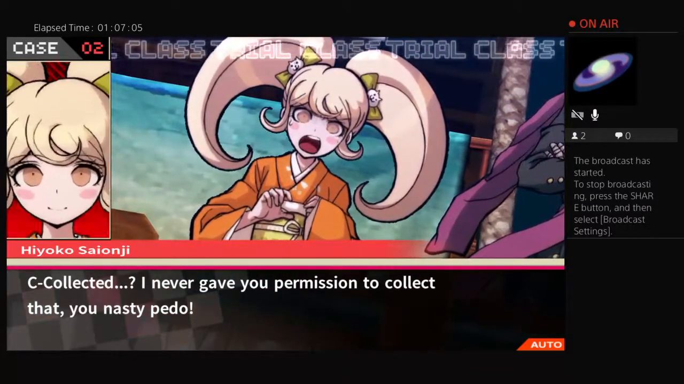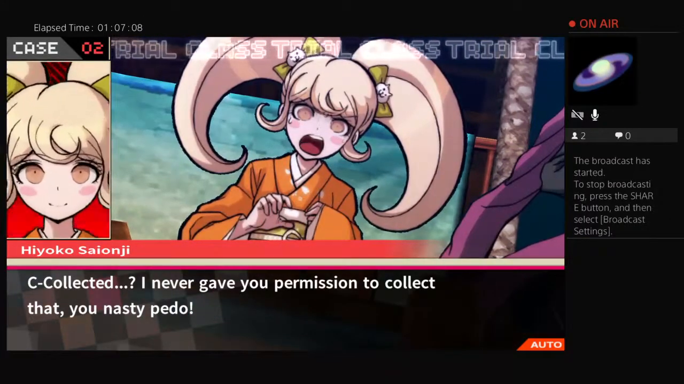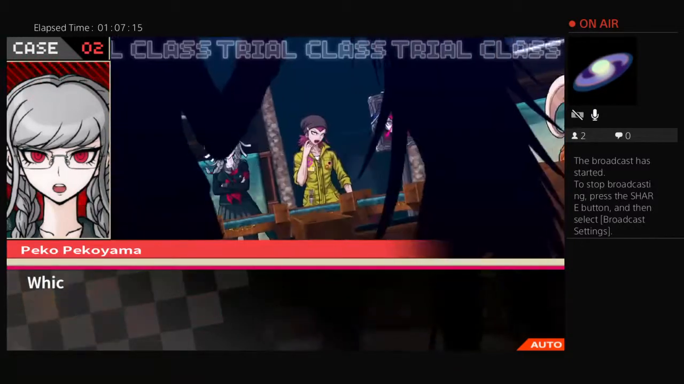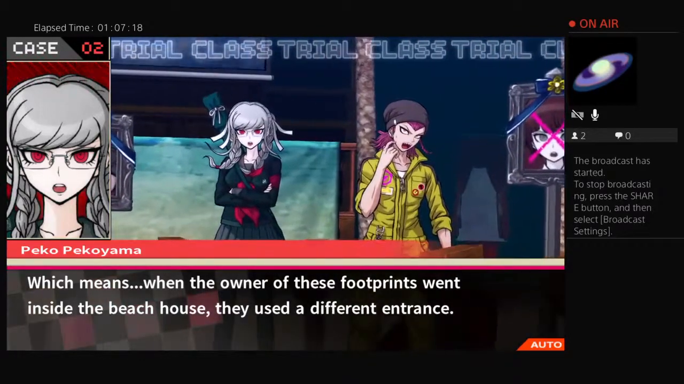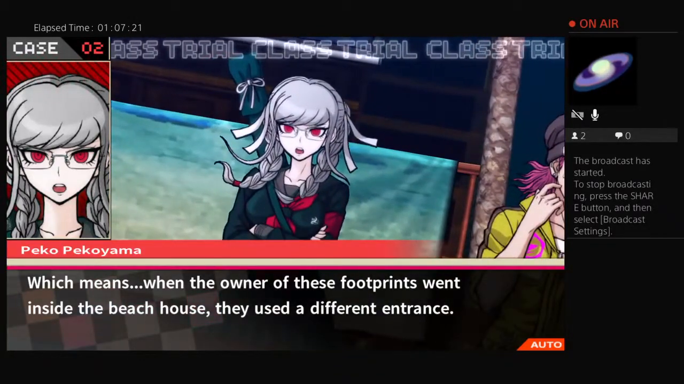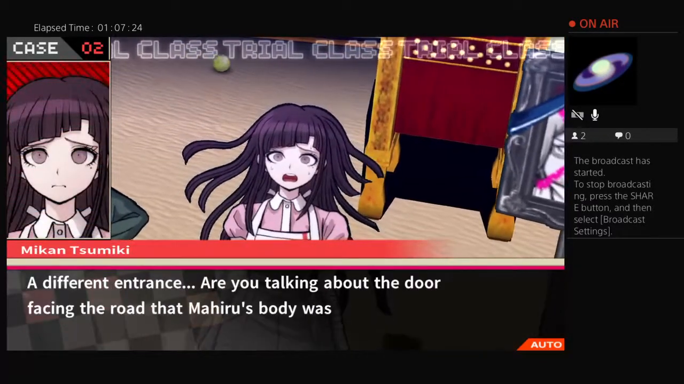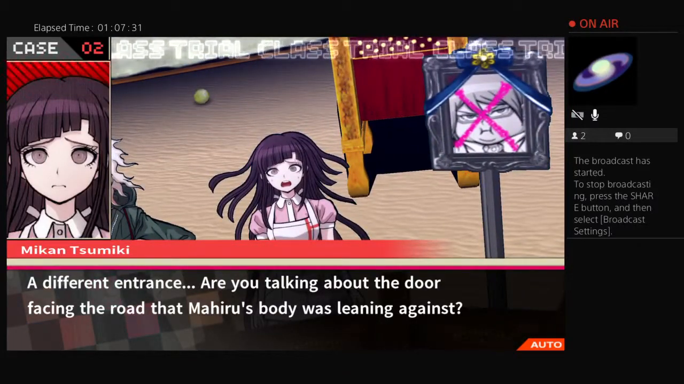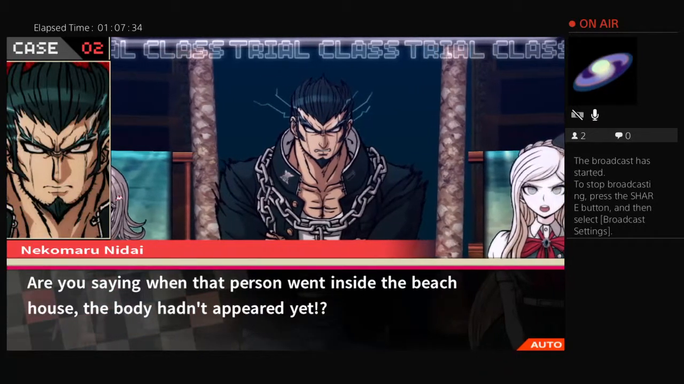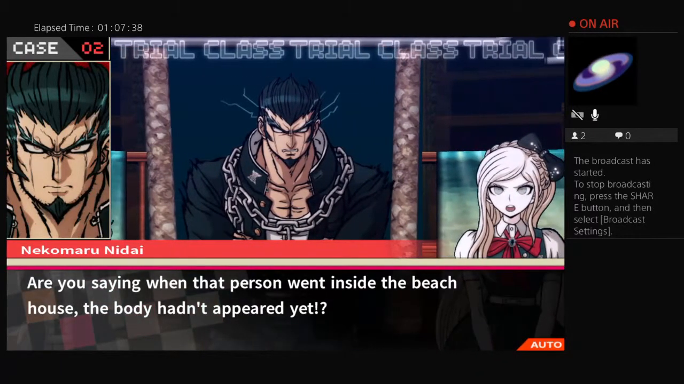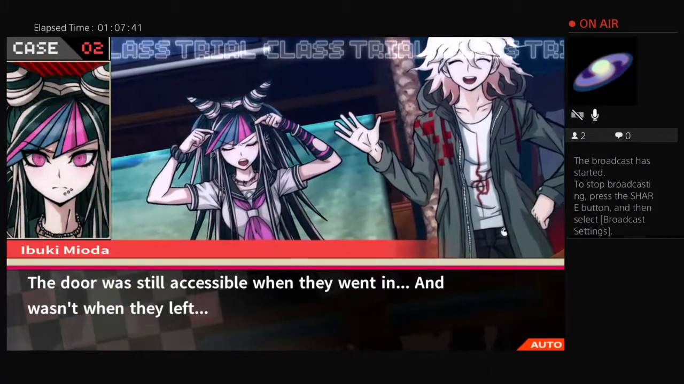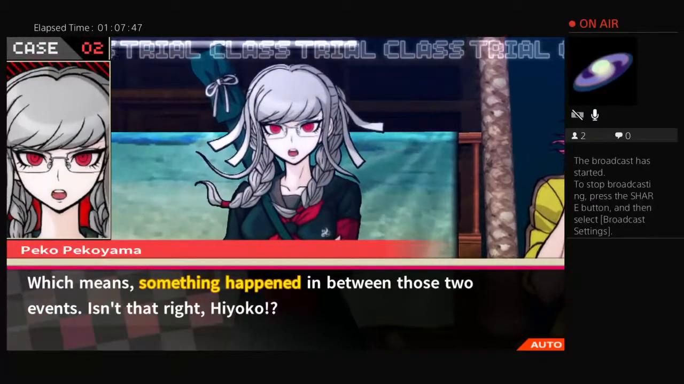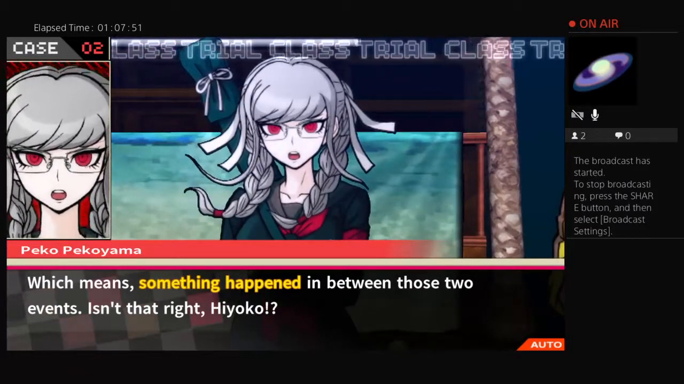Collected? I never gave you permission to collect that, you nasty pedo! Plus, the footprints left in the sand were facing away from the beach house. Which means, when the owner of these footprints went inside the beach house, they used a different entrance. A different entrance? Are you talking about the door facing the road that Mahiru's body was leaning against? Are you saying when that person went inside the beach house, the body hadn't appeared yet? The door was still accessible when they went in, and wasn't when they left. Which means something happened between those two events. Isn't that right, Hyoko?